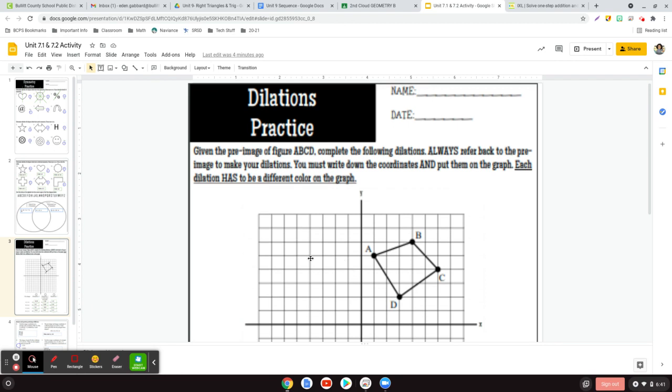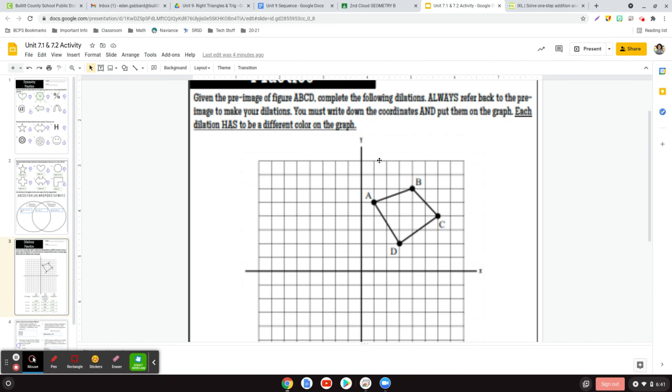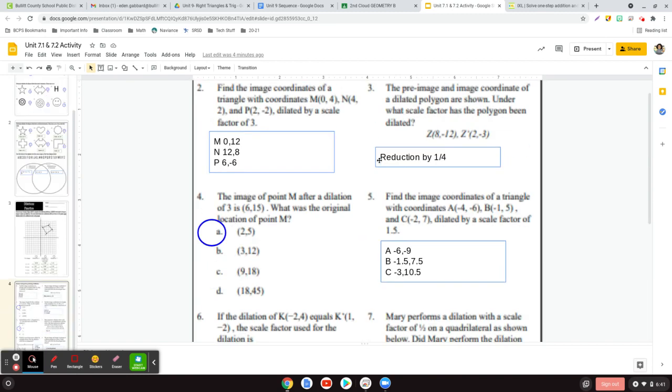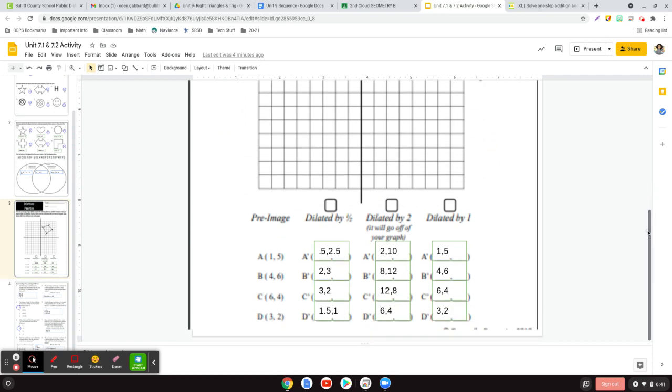So 7.2, I'm not going to plot the points, but here is what your chart should be filled out as.